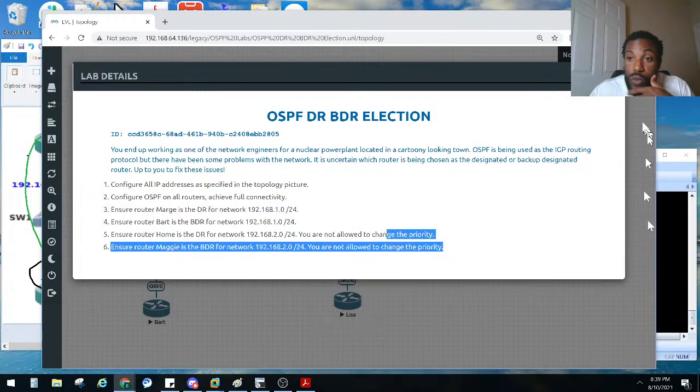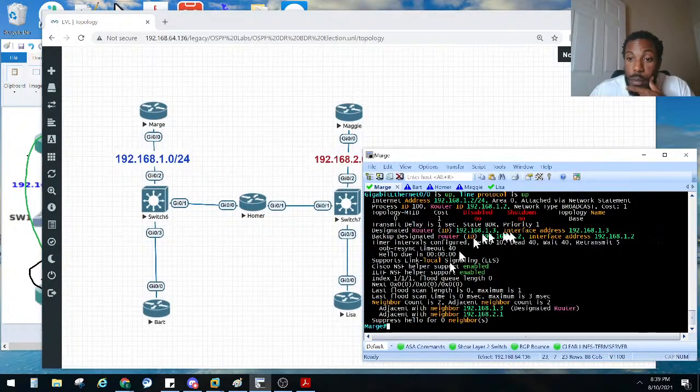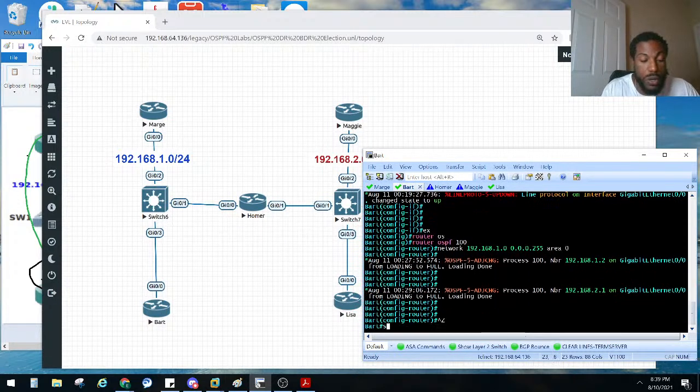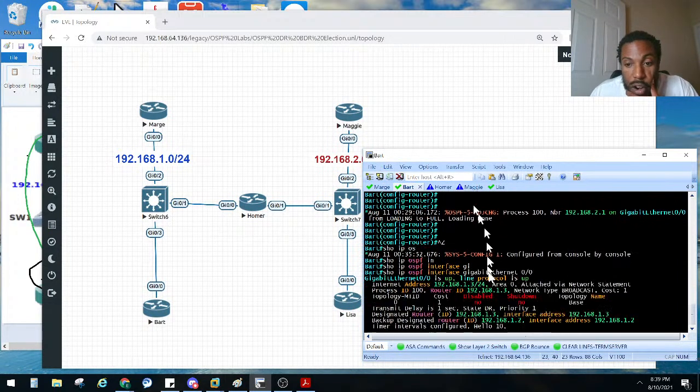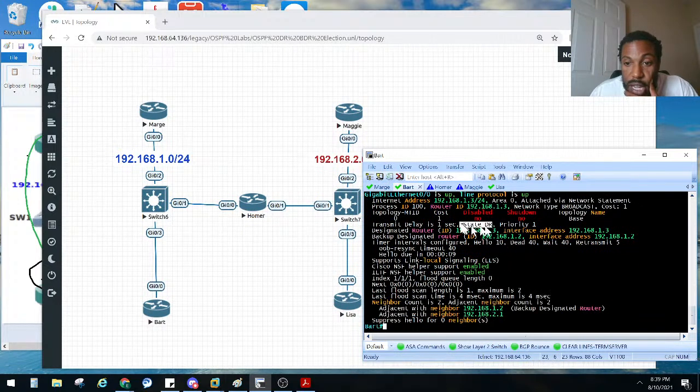So, if you see, what's everybody's priority? Well, this is Marge, right? Marge's priority is 1. Her state is a BDR. She's the backup designated router. What is Bart? We do a show ip ospf interface Gi0/0. Bart is a designated router, like we said, and he has a priority of 1 as well. Everybody's default priority is going to be 1. So since everybody has the same priority, they use the IP address as the tiebreaker, right? Yeah, the IP address is the tiebreaker.